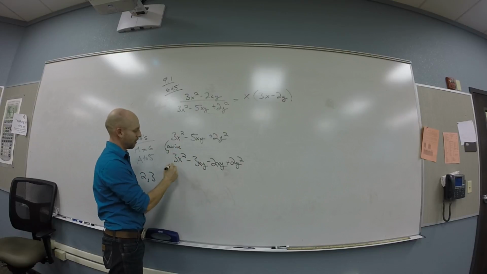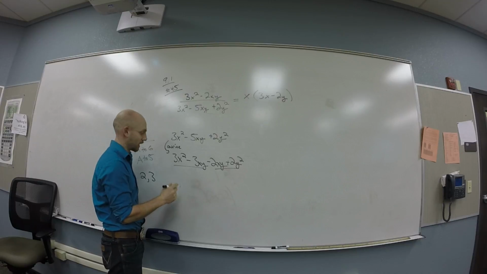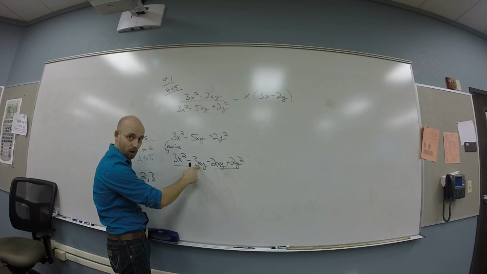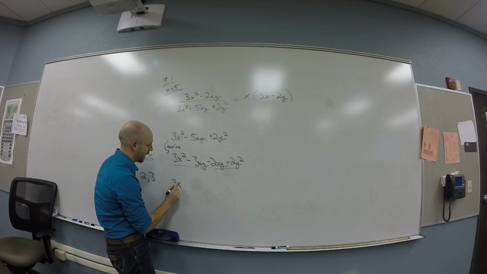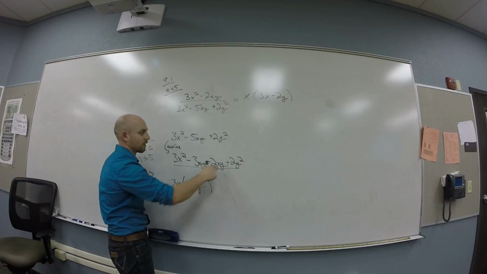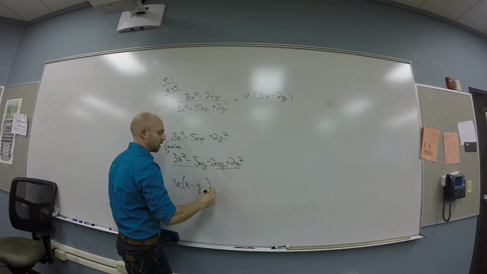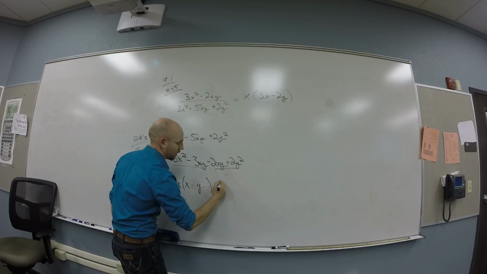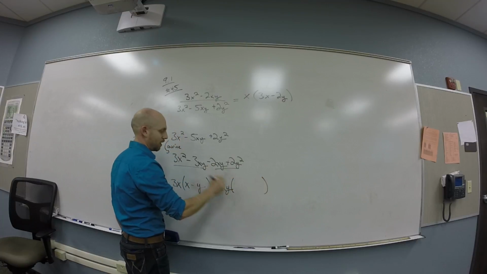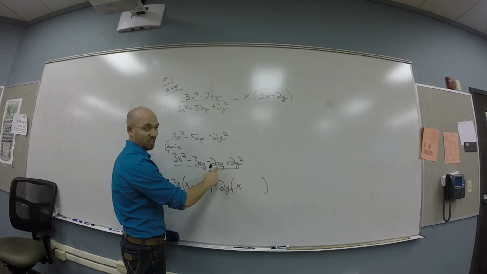Now I need to factor by grouping. So out of the first two and out of the second two, I need to factor as much as I can. So out of these first two, the 3x squared minus 3xy, I think I can get a 3 and an x, and I'll be left with an x minus y. Out of this other stuff, minus 2xy plus 2y squared, I can get a minus and a 2 and a y, and I'll be left with an x plus or minus.